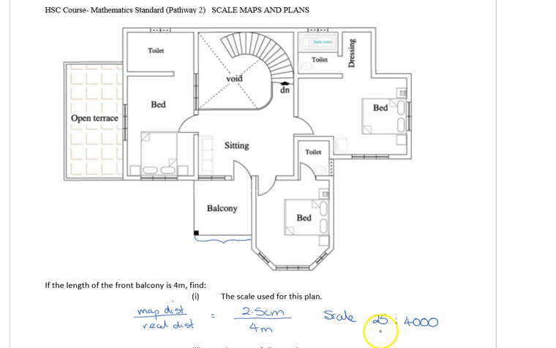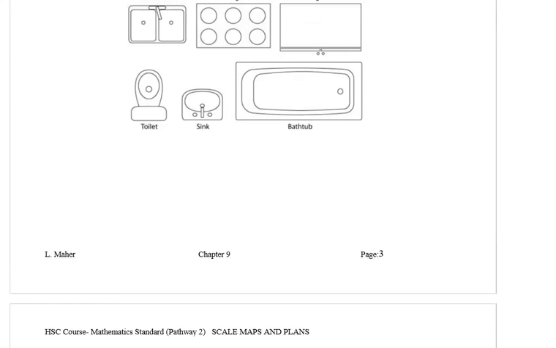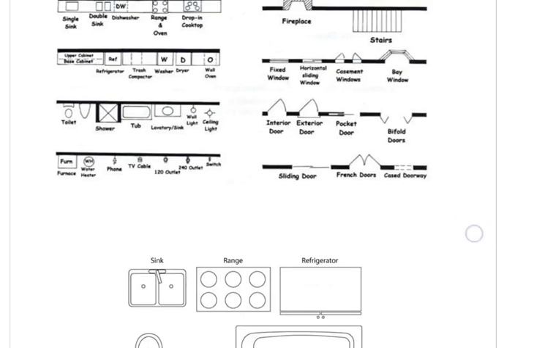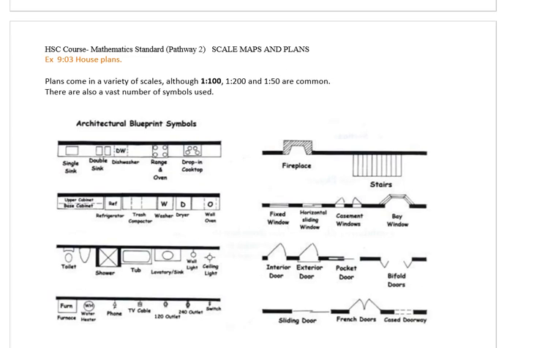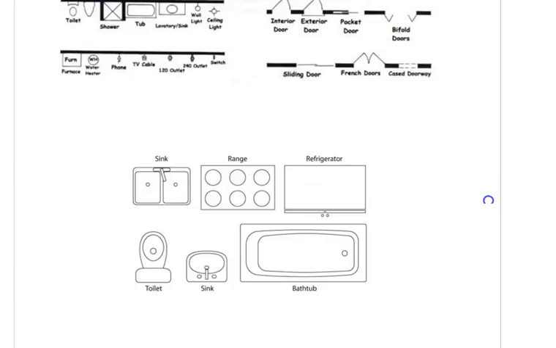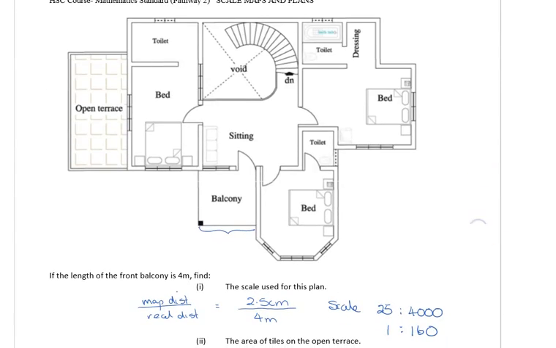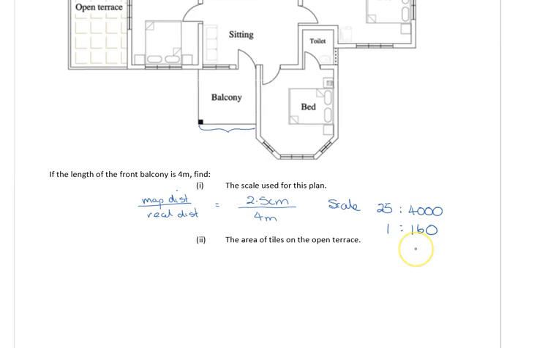Now, you can simplify 25 is to 4,000 and you'll get 1 is to 160. I don't think I actually pointed it out, but back at the beginning it said some common scales were 1 is to 100, 1 is to 200, 1 is to 50. So it does seem a little bit unusual to have the 160, but never mind.